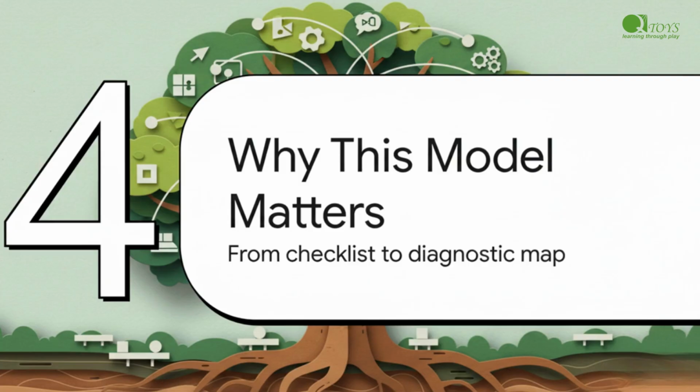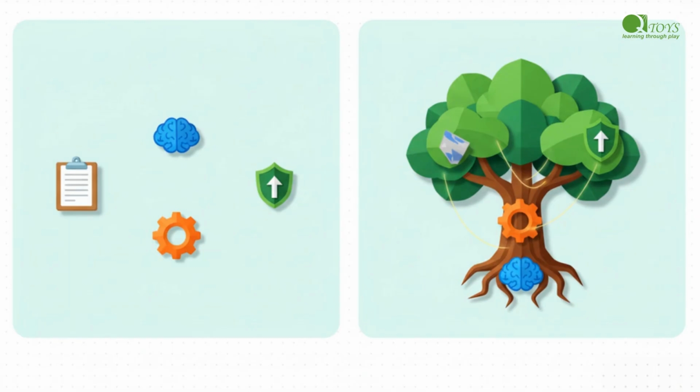So, why does all this matter? Why is this shift in thinking so important? Well, it really changes the game in how we look at child development. We're moving away from a simple list to something way, way more powerful. Think about it. The old way was just a checklist. Does the kid have the skill? Yes or no. But the Qtoys model, it's a diagnostic map. It doesn't just ask if a skill is missing, it helps us figure out why it's missing by showing us the entire road that leads up to it.